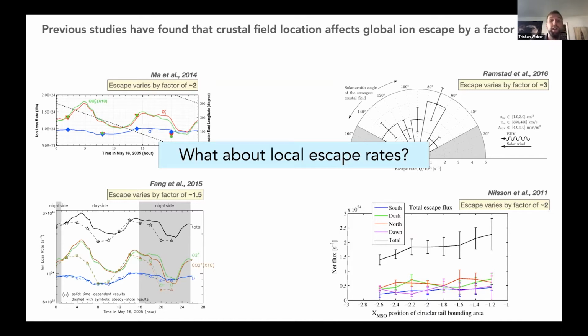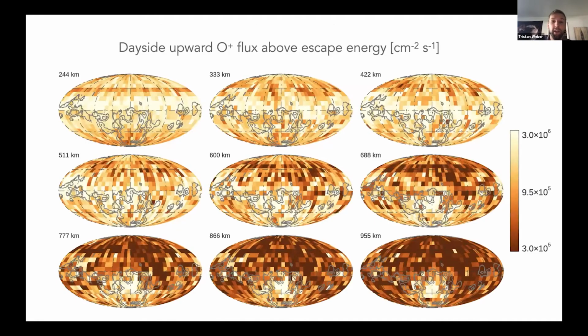If we're trying to compare directly to global magnetospheres, it might be interesting also to talk about, just on a local level, how does the presence of one crustal field structure change the escape rates as compared to an unmagnetized region of Mars? So I'm going to quickly show you results that I have that relate to both of these questions of global ion escape and local ion escape. And like I said, we are able to make measurements directly using MAVEN.